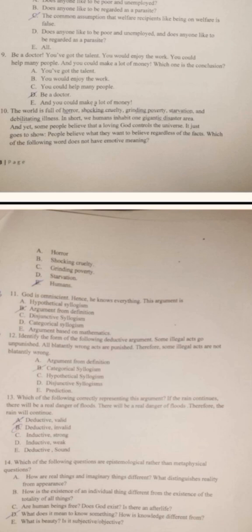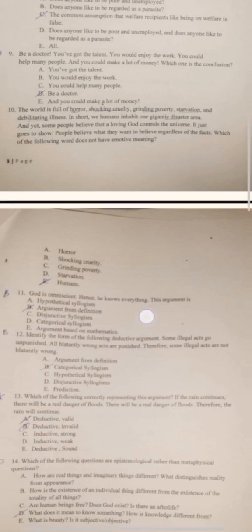This is the same. Okay, A, you have got the talent. B, you would enjoy the work. C, you could help many people. D, be a doctor. E, and you could make a lot of money. The correct answer is D, be a doctor. All the other statements are premises. The conclusion is: be a doctor, which is D.